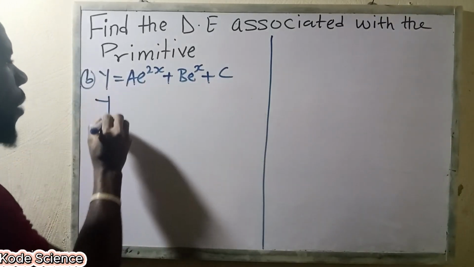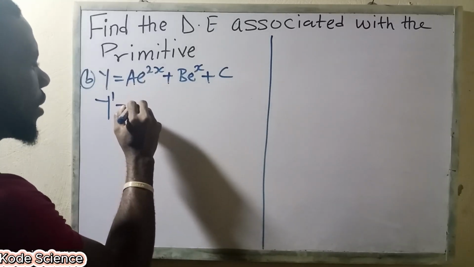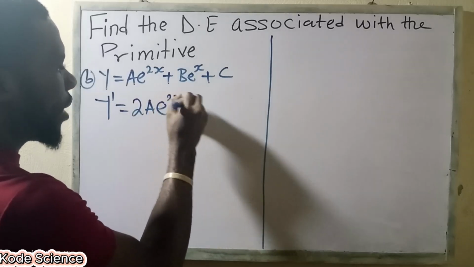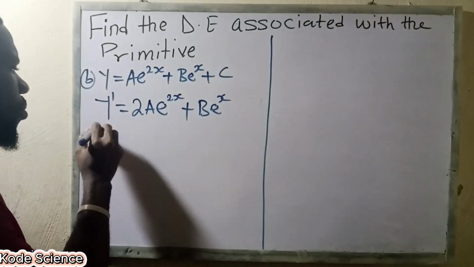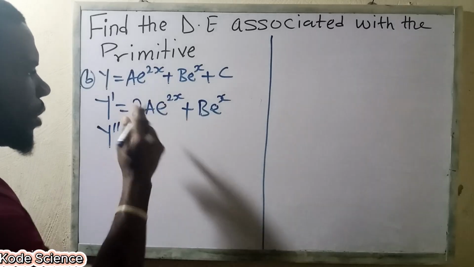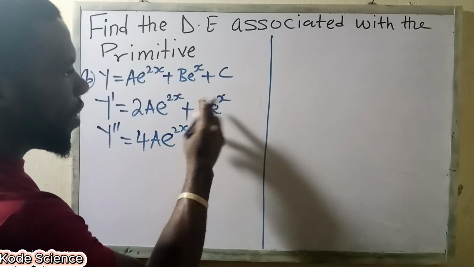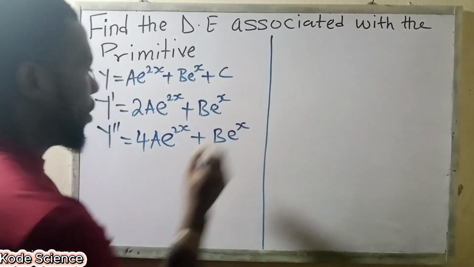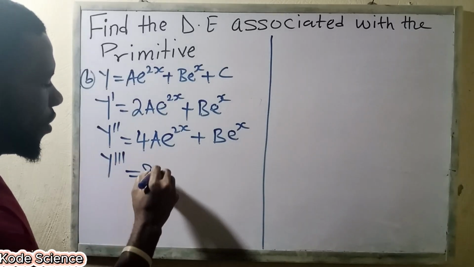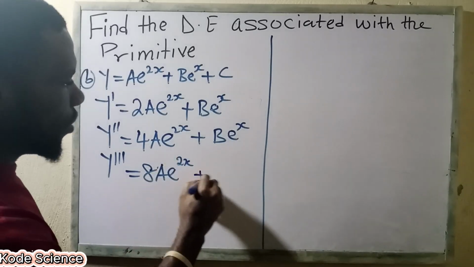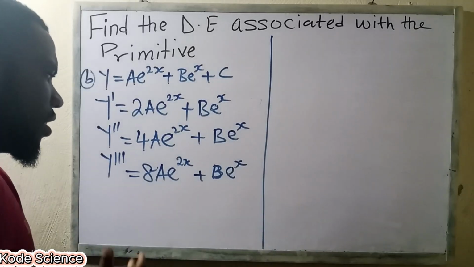So when you differentiate the first time, we have y prime equals this. When you differentiate the exponential, we take the 2 from 2x, so we have 2a e^(2x) plus, when you differentiate this one, b e^x. The c is out because there is no function of x. When you differentiate the second time, we get 2 multiplied by 2, which is 4a e^(2x) plus, when you differentiate this, we still get b e^x. And we differentiate the third time, because of the three arbitrary constants, y triple prime, we get 8a e^(2x) plus b e^x.